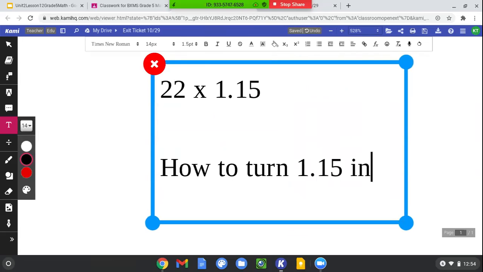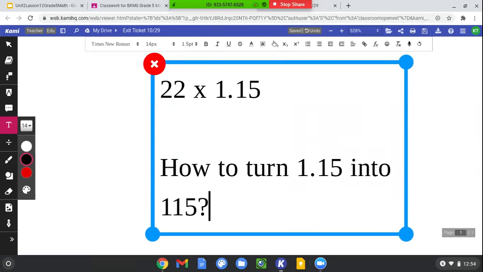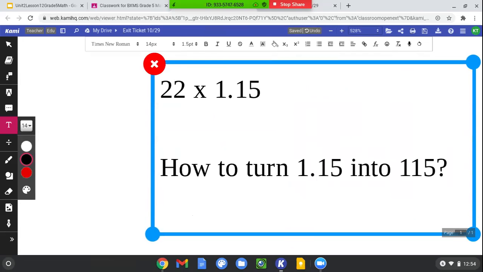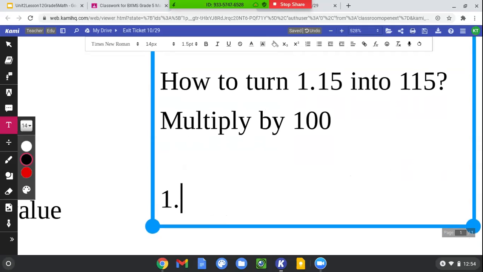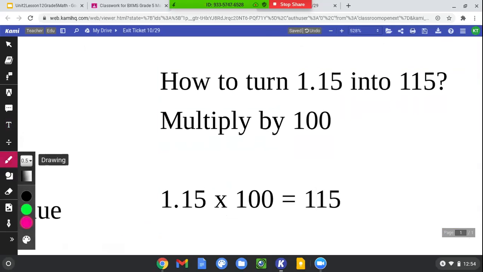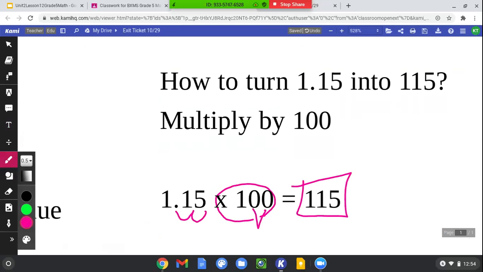1 and 1500ths into 115. I need to multiply by 100. So when I multiply 1 and 1500ths by 100, it is going to turn into 115. Let me show you how. So when I multiply by 100, my decimal point moves over 1, 2, because there's 2 zeros, 2 place values. So now I have 115.